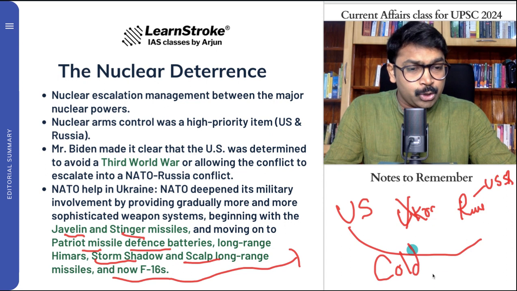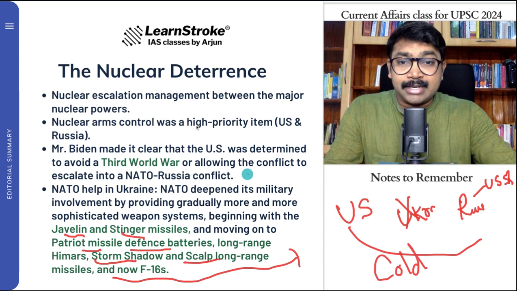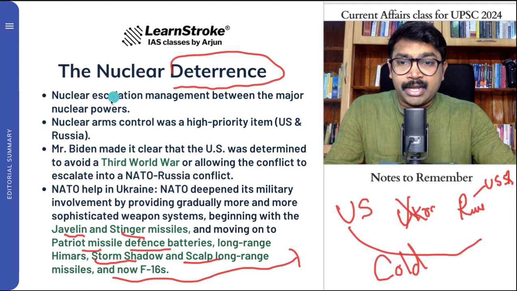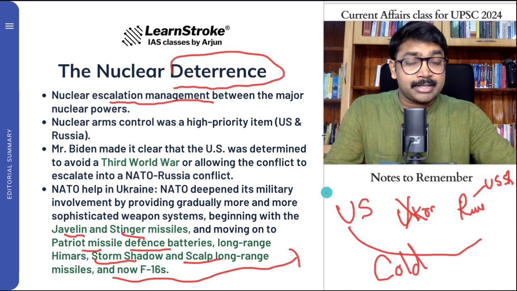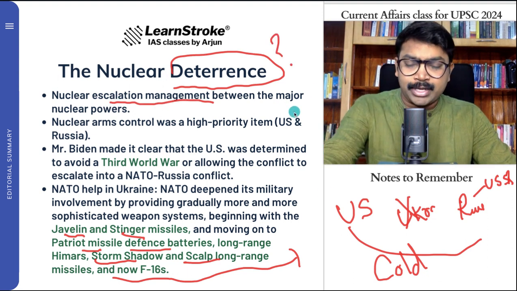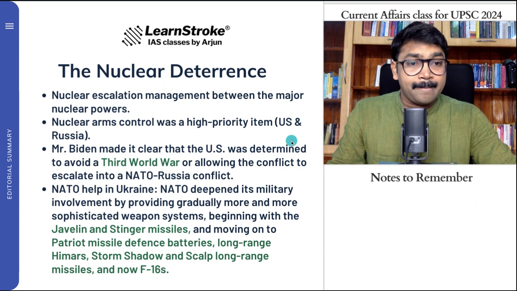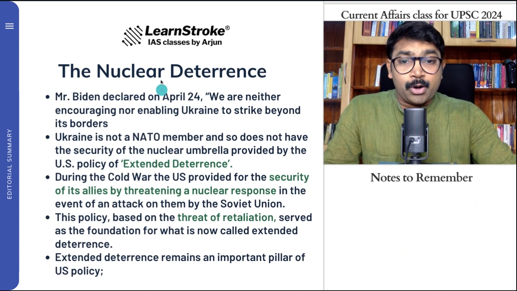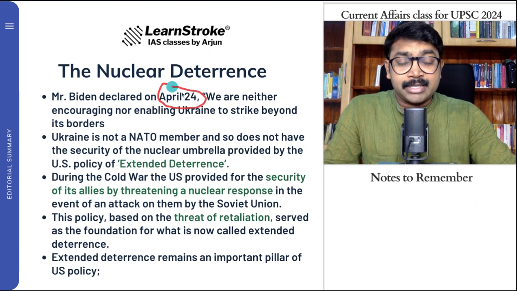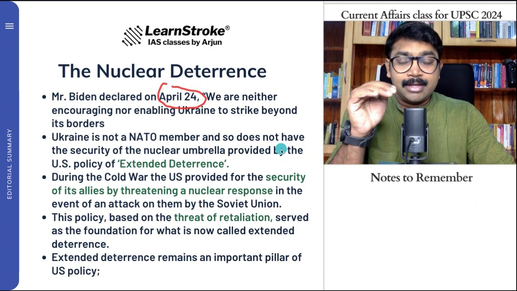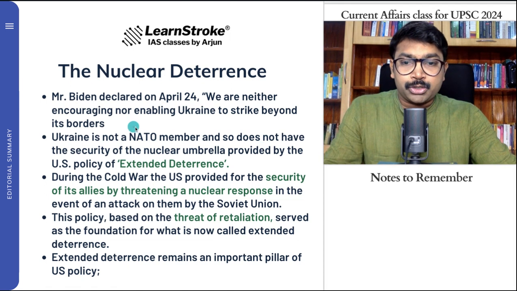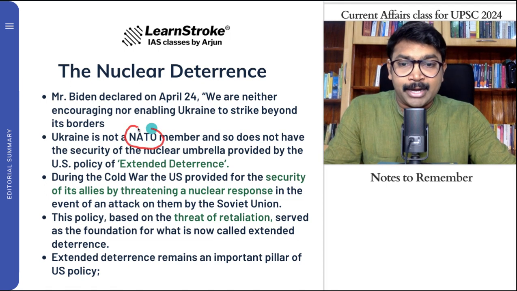So how is nuclear power kept as a deterrent? What is the concept of nuclear deterrence? Nuclear escalation management has also been discussed. Let's quickly understand all these concepts. And here we go. Even on April 24, Joe Biden said that the US is neither encouraging Ukraine to strike beyond its borders, but definitely there will be some help given. You should also know that Ukraine is not an official NATO member.